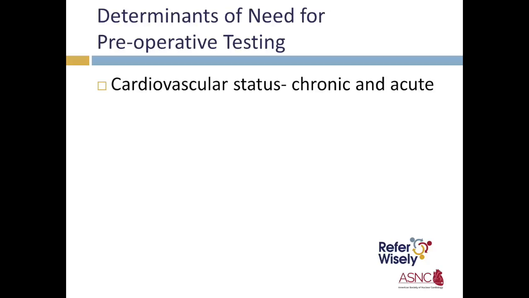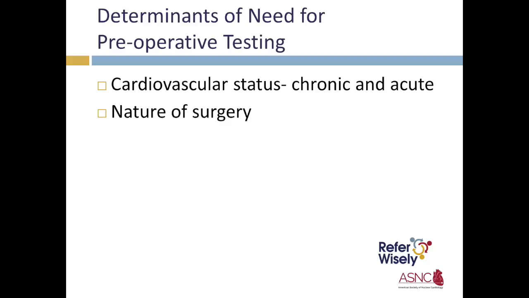There are really three major factors that go into the initial assessment of cardiovascular risk in these patients. The first is the overall cardiovascular status. What chronic coronary or cardiac disease do they have? Are there acute symptoms? Are there chronic symptoms? Are there long-term issues that have been dealt with or have not been recently dealt with?